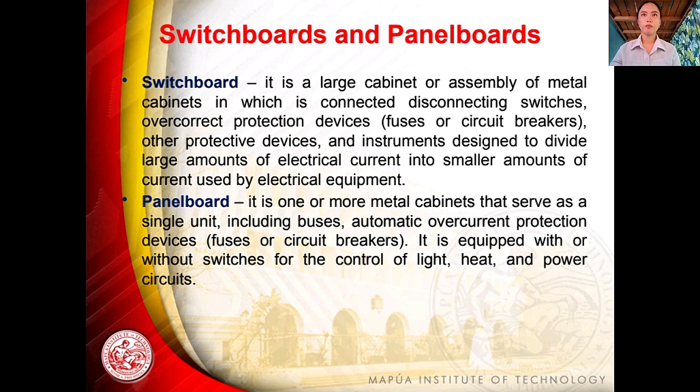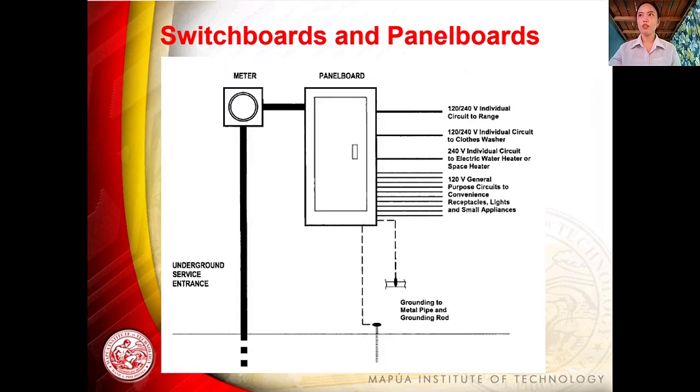Next is panel board. So panel board, it is one or more metal cabinets that serve as a single unit, including buses, automatic overcurrent protection devices, or fuses or circuit breakers. It is equipped with or without switches for the control of light, heat, and power circuit. So panel board, mas gamay ni siya. Usually makita nato sa balay, and didto makita ang breakers per room or appliance. So here's an example sa switchboards and panel boards.